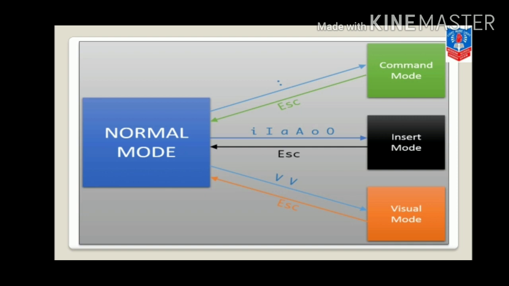Then again, if we have to go from normal to insert mode, we have to press small i, capital I, small a, capital A, small o, capital O. And from insert back to normal mode, that is escape only. Then again, we have to go from normal mode to visual mode. Okay, so from visual mode coming back.